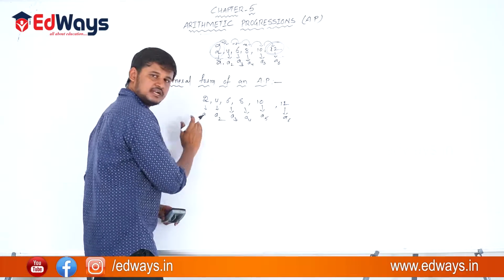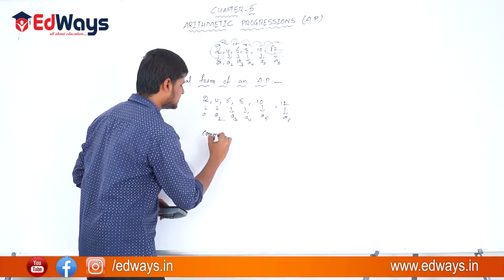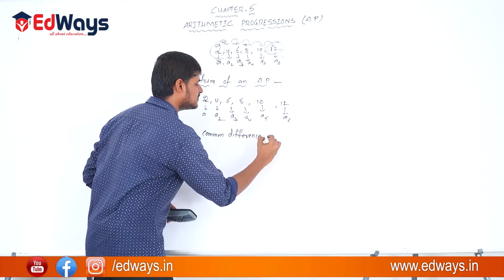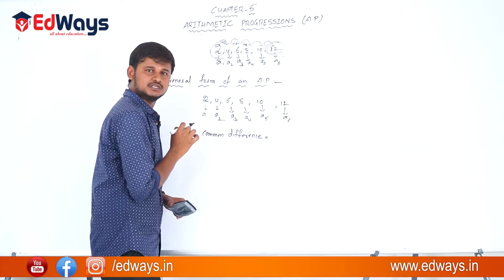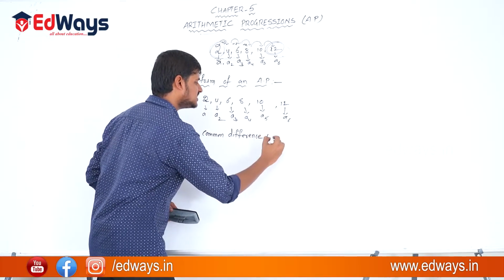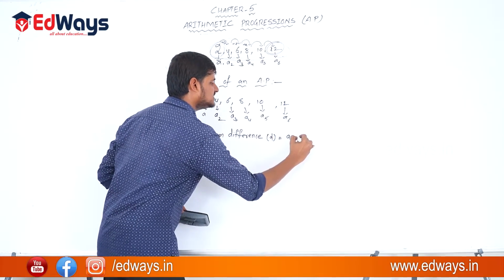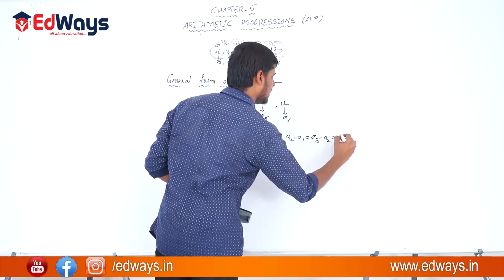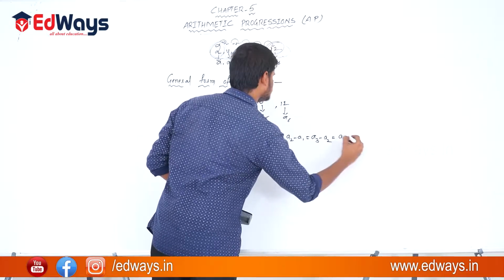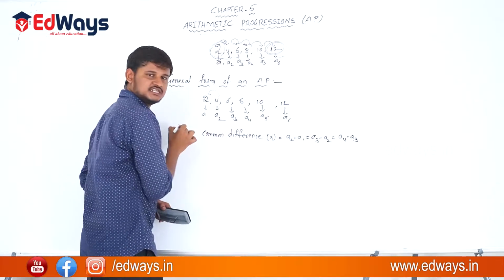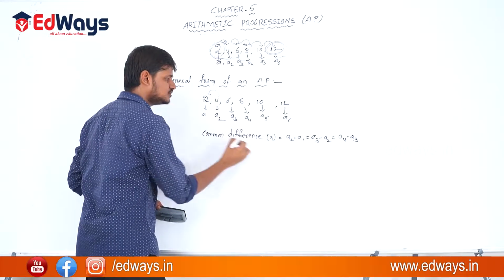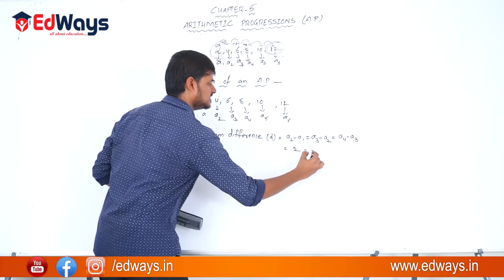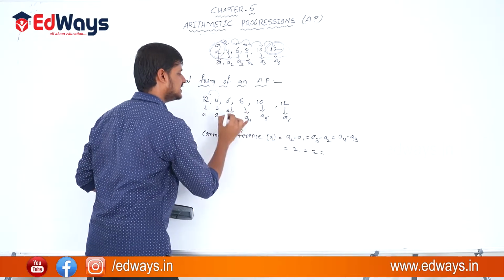So what is the common difference in this? The common difference is given by the difference between two consecutive numbers, that is A2 minus A1, or A3 minus A2, or A4 minus A3. So A2 minus A1, 4 minus 2 is 2, right? That is equal to A3 minus A2, which is 2, and A4 minus A3 is 2.